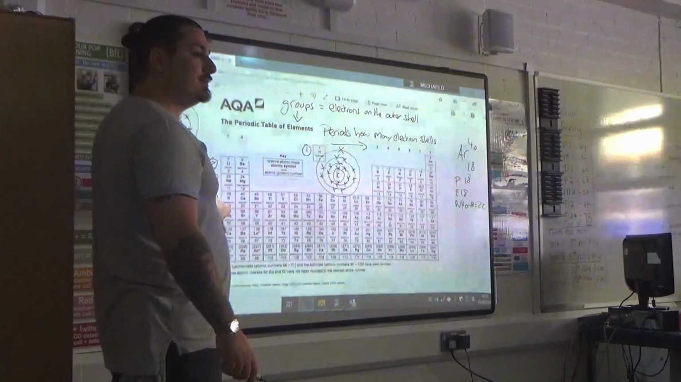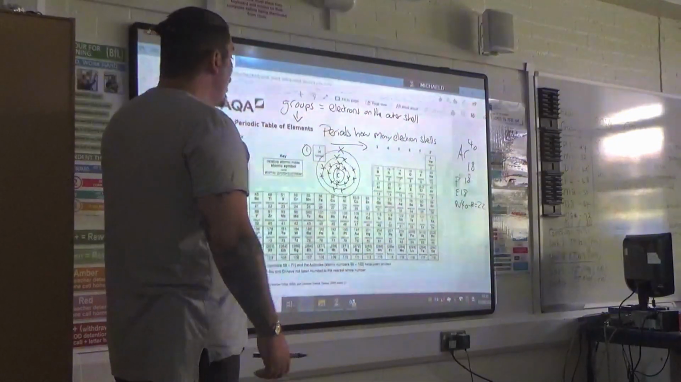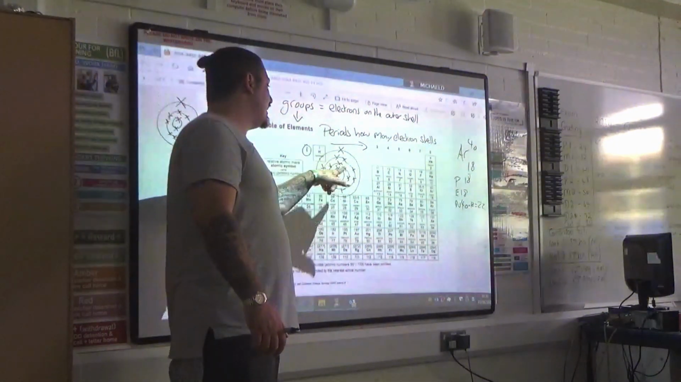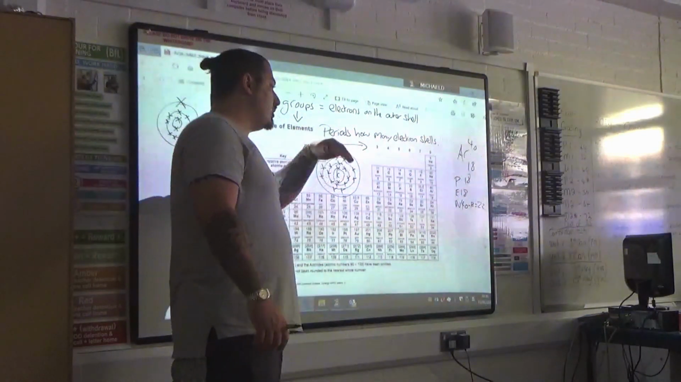You can't do 19. Can you do dots or crosses? Yeah, it doesn't really matter. I use crosses because I can see it better. But when you're doing ionic transfers, you use dot and cross diagrams.